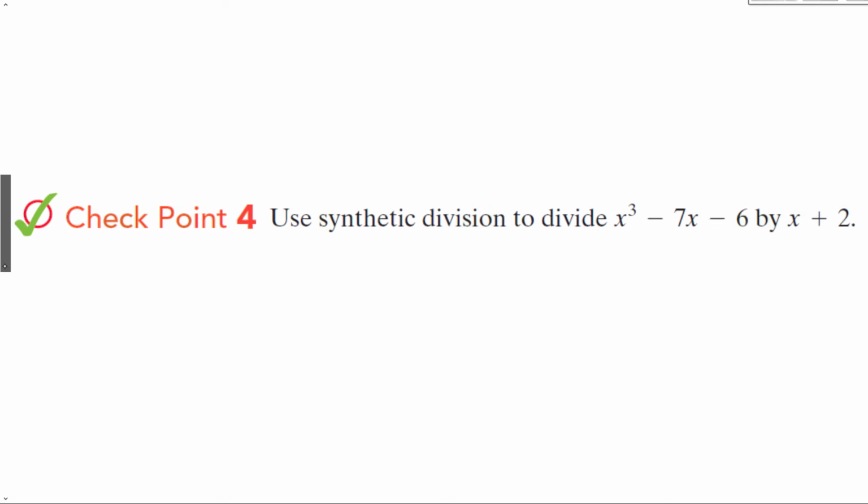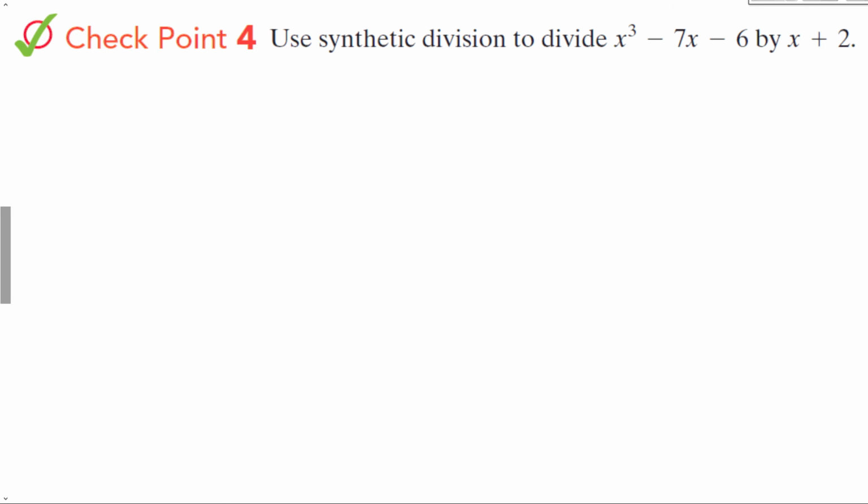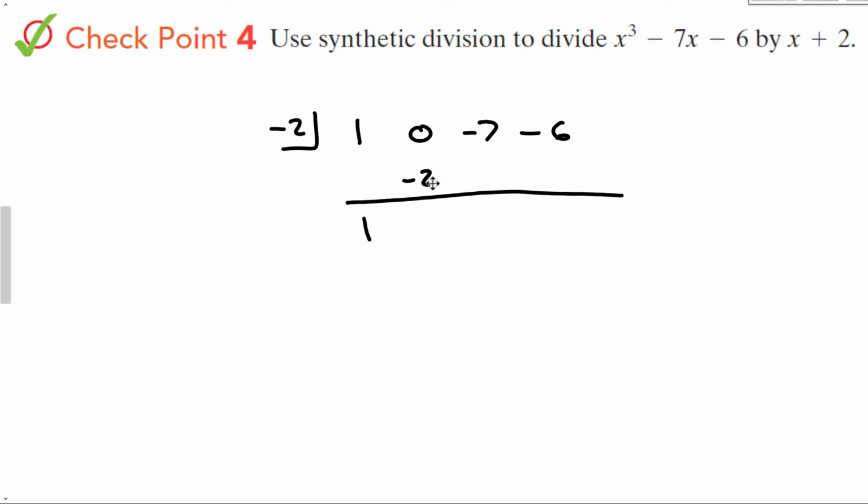Let's try again. Let's use synthetic division, and you can see how much quicker this is than long division. So I start with negative 2. I put it in my little box. I go 1, 0, 7, negative 7, negative 6. Draw a line. Bring down the 1. Multiply. Add. Multiply. Add. Multiply. Add. And we get a 0.